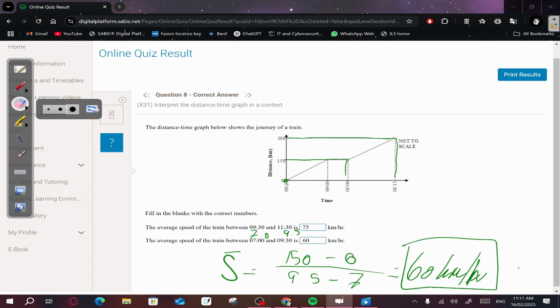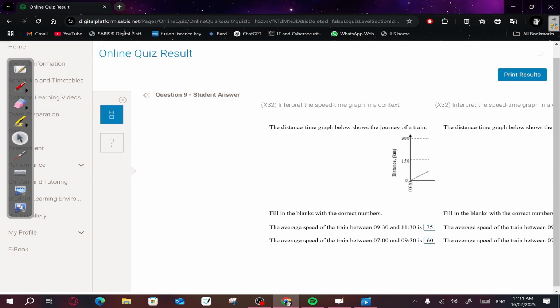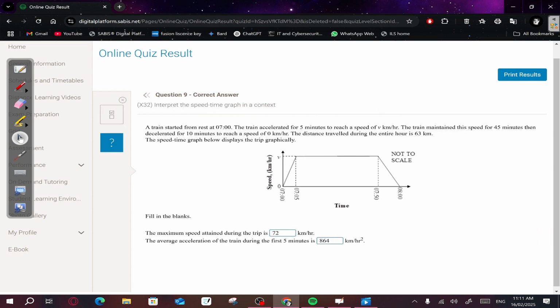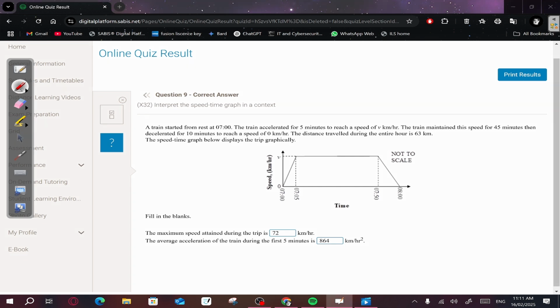Okay. Question 9, which is the last question. A train started from rest at 7 o'clock. The train accelerated. Whatever I can find here, I can find on the graph. This is the part of the sentence that I'm actually concerned about: the distance traveled during the entire hour is 63 kilometers. And you know that the distance is the area under the graph.